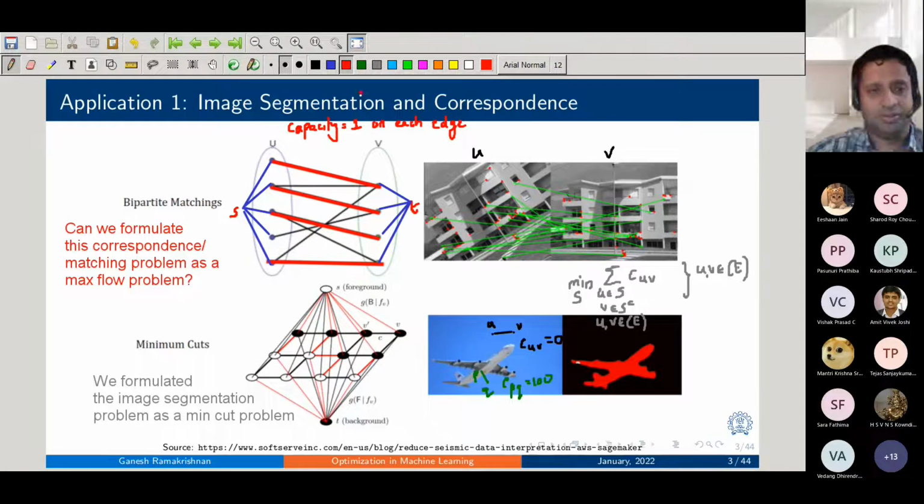Correct? So the way you would formally write down this problem is max. Again, now you need to identify the variable on which you want to maximize. What do you want to maximize? Basically, you want to maximize the flow from S to U, but this is for all the edges SU in E.